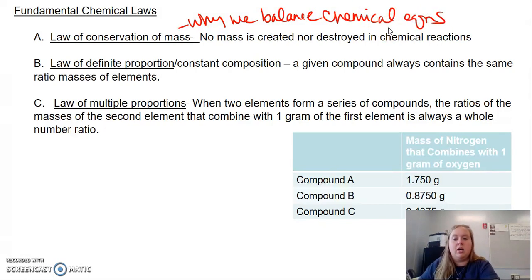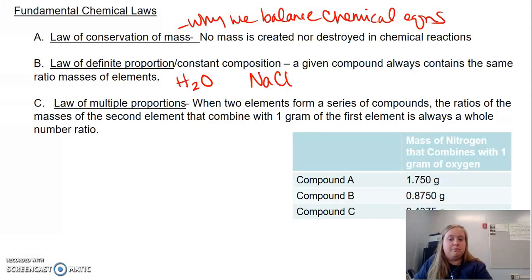The second fundamental law is the law of definite proportion. It's also called the law of constant composition, and that says that a given compound will always contain the same ratio of masses of elements. So for example, water will always contain the same ratio. There will always be 2 hydrogens to every 1 oxygen, or salt will always have 1 sodium to 1 chlorine. That's the law of definite proportions.